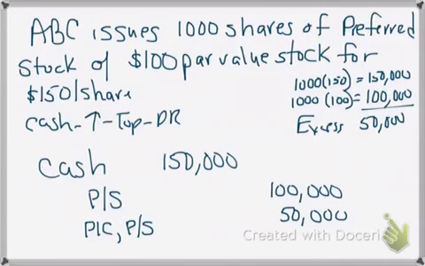But this is really all of the journal entries that you will see on issuing stock, whether it be common stock or preferred stock, issued for cash, or issued for some other asset or some other expense. So hopefully this helps your understanding of how to actually work these journal entries.